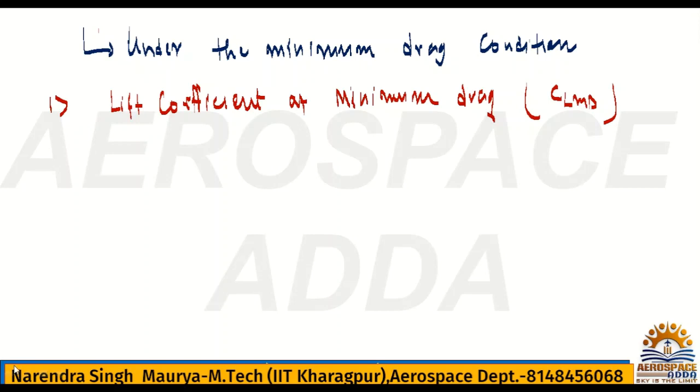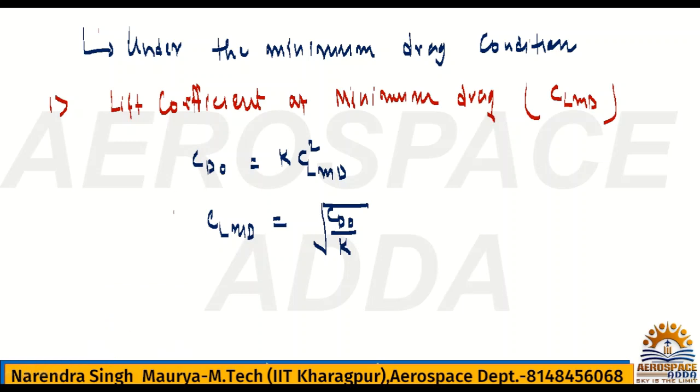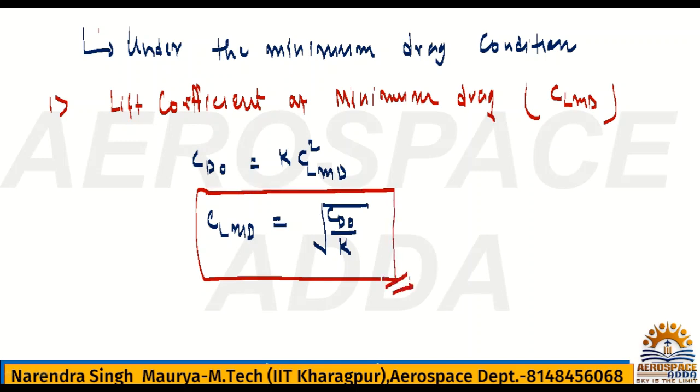How to get this? Very simple. What result you got? CD naught is equal to KCL square. So this CL is not the normal CL, this CL is the minimum drag CL. Yes or no? So here it will be CLMD. What you will have? CD naught by K, under the root. This CLMD is a very powerful formula, okay, and you have to use this from the numerical point of view. You need to remember this. This is the CLMD, which is called lift coefficient at minimum drag.